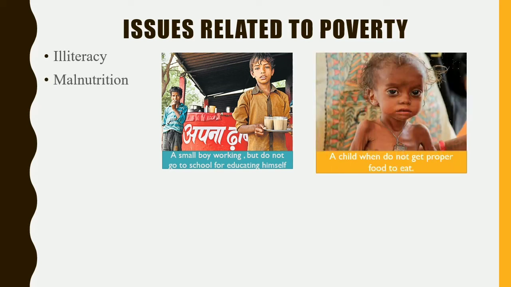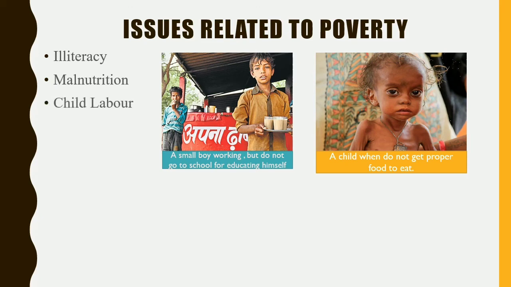The second one is malnutrition. Malnutrition is a common thing which we see in poor people, as they do not get proper food to eat. They do not get a proper two square meal in a day wherein they eat rice, roti, dal. They do not get that. So they continue to remain malnourished throughout their life.